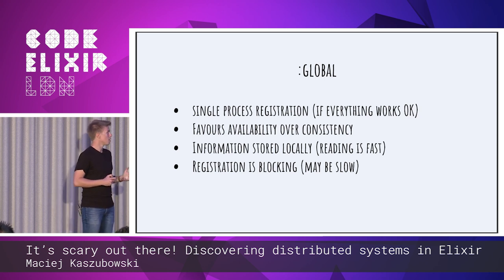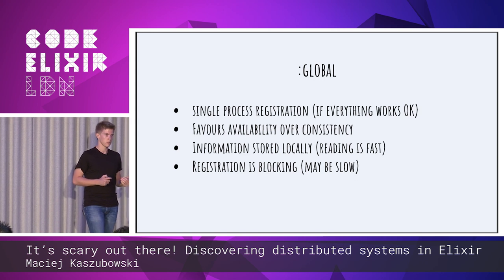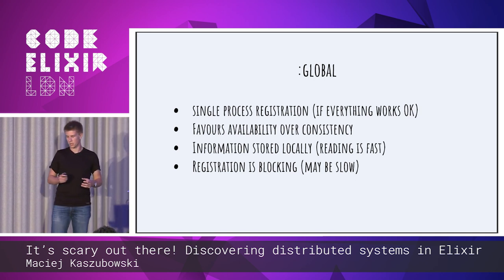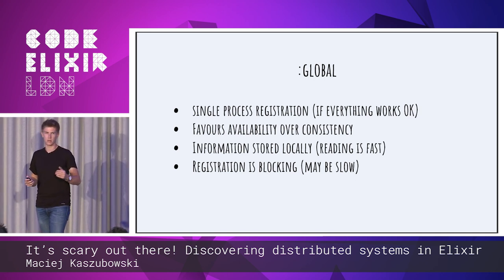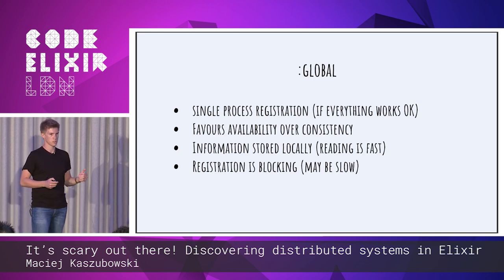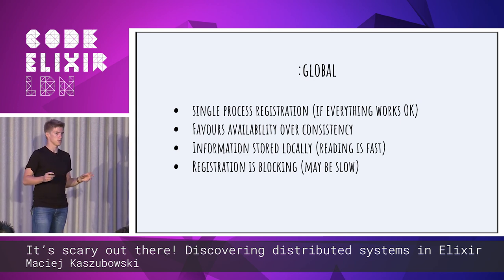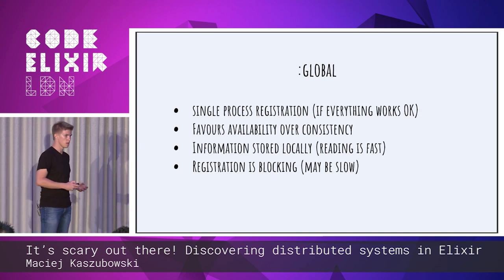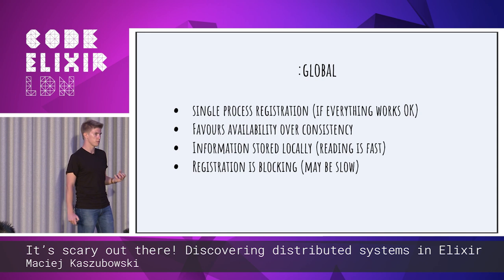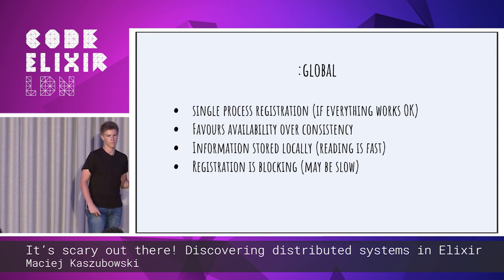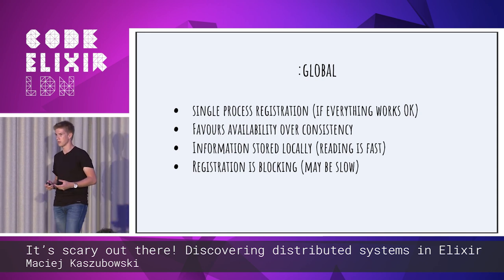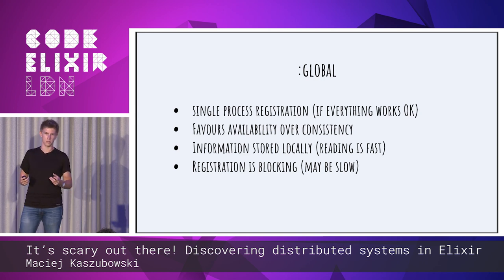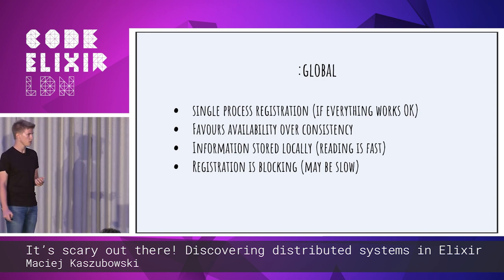So to sum up global, it's a global process registration that takes care of registering one process under some name. It favors availability. So if you have a network partition, you can always register a process, but it may result in inconsistent states in the cluster. Reading the information is fast, but saving the information can be long because of the locks and because of the transaction.